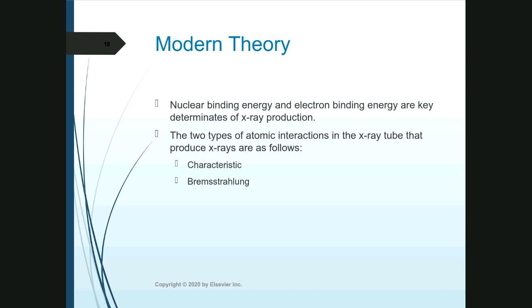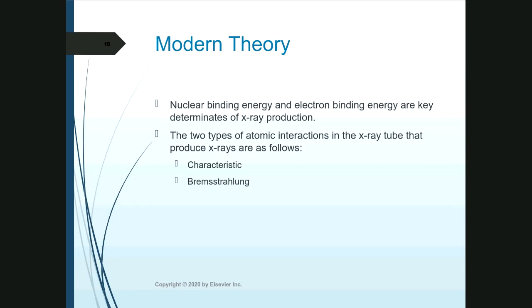So in the X-ray tube, we have two types of atomic interactions that produce X-rays. We have characteristic interactions and Bremsstrahlung interactions. Okay, and we go into these in much more detail at the beginning of week 2, but I will tell you that the characteristic interaction is the one that is determined by the electron binding energy, and the nuclear binding energy determines the Bremsstrahlung interactions that take place.